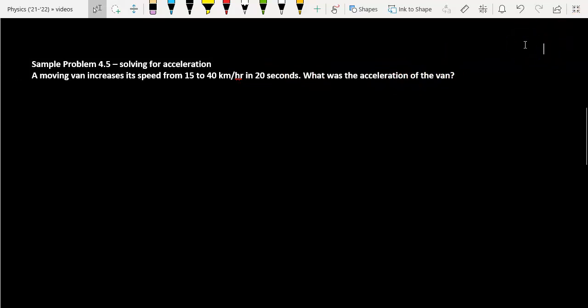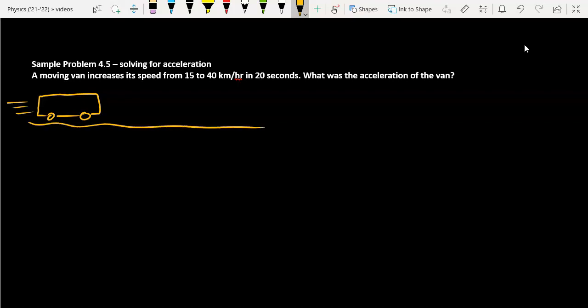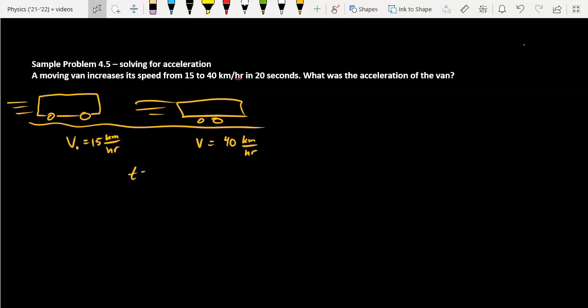So first step. I want to draw any diagrams or anything that I have. So diagrams can help. Plus, it's always fun to draw. So there's a horribly drawn van, right? It's got some vroom lines. Initially, we got 15 kilometers per hour. And we have a final velocity of 40 kilometers per hour. Time is 20 seconds. So this is all a little more than we need. But now we make our table.